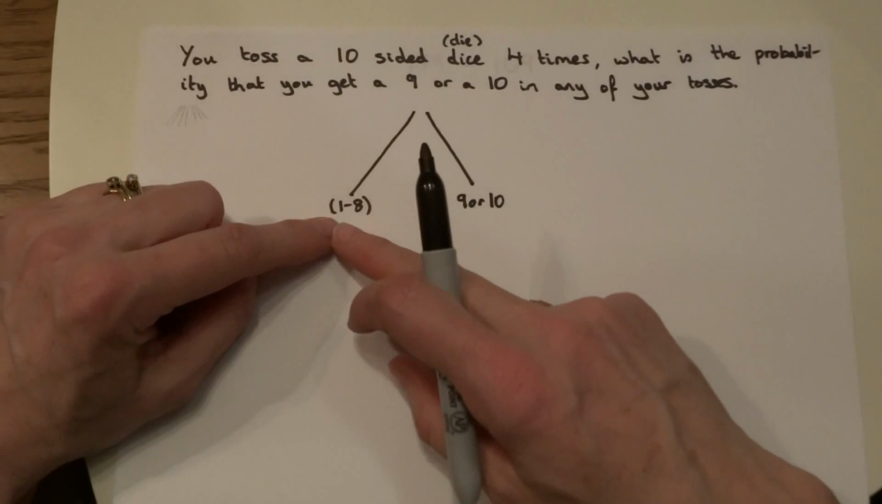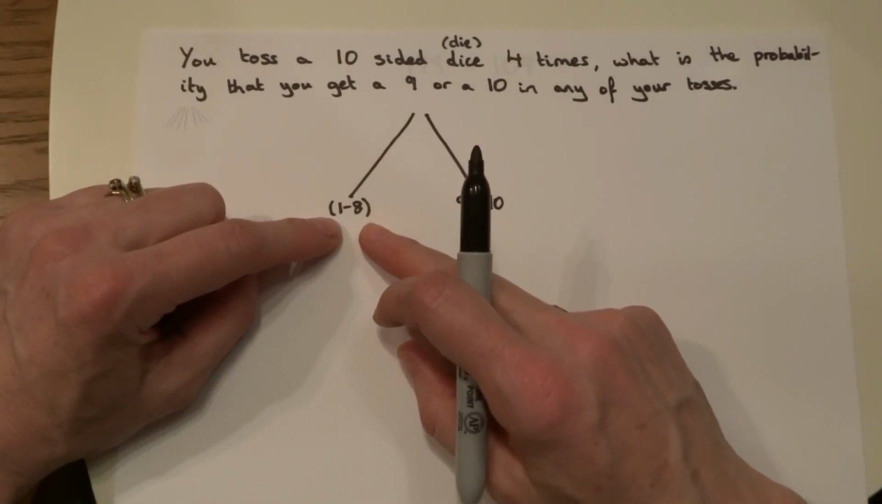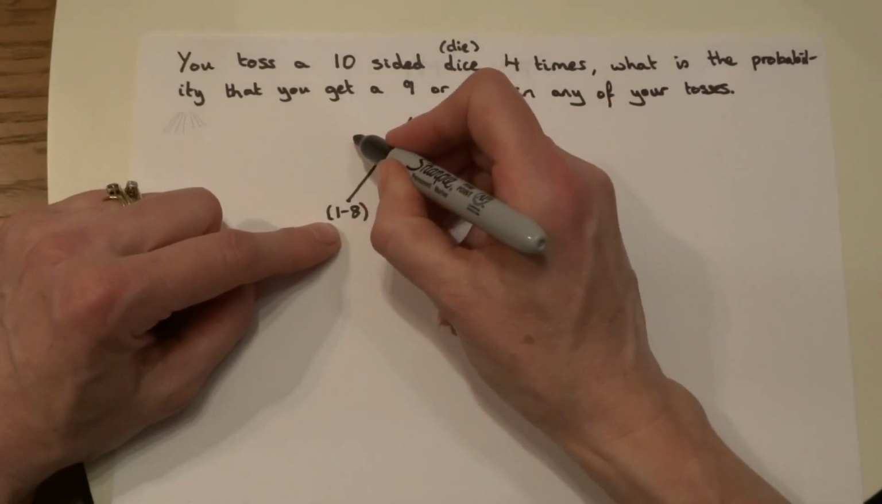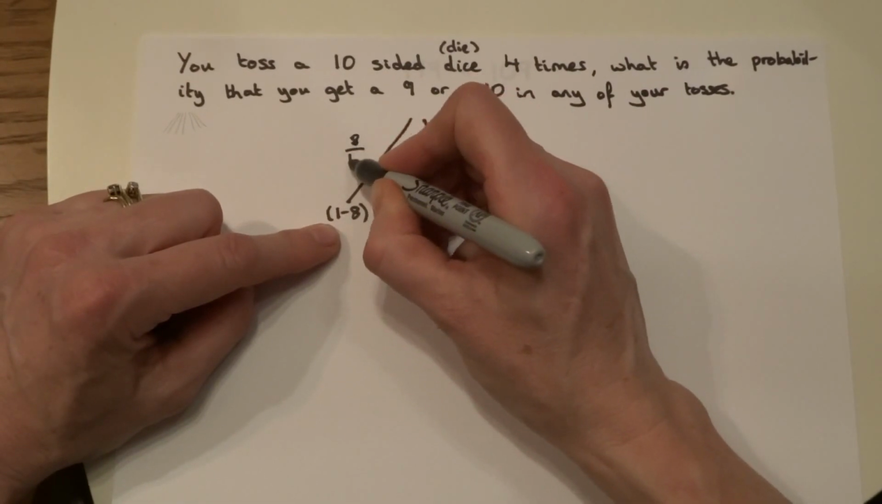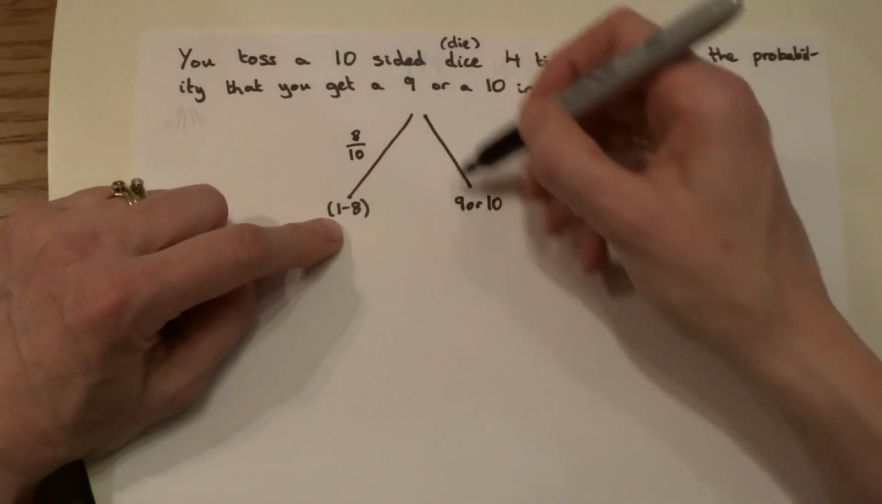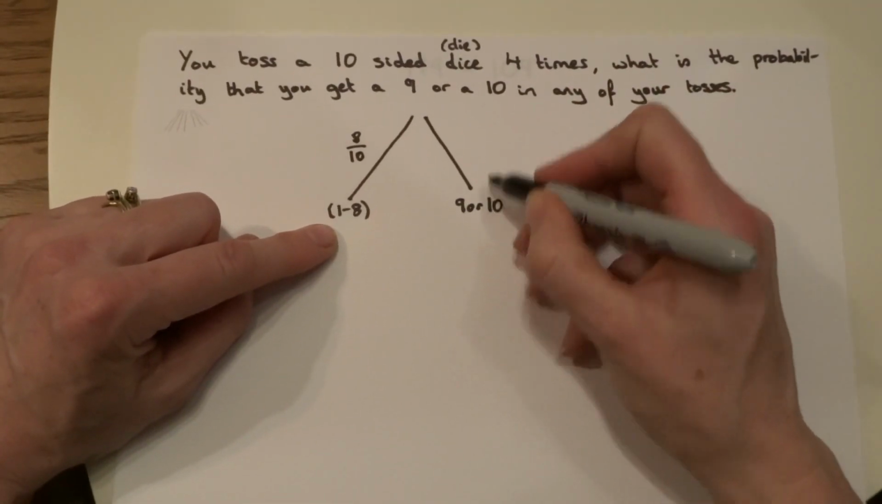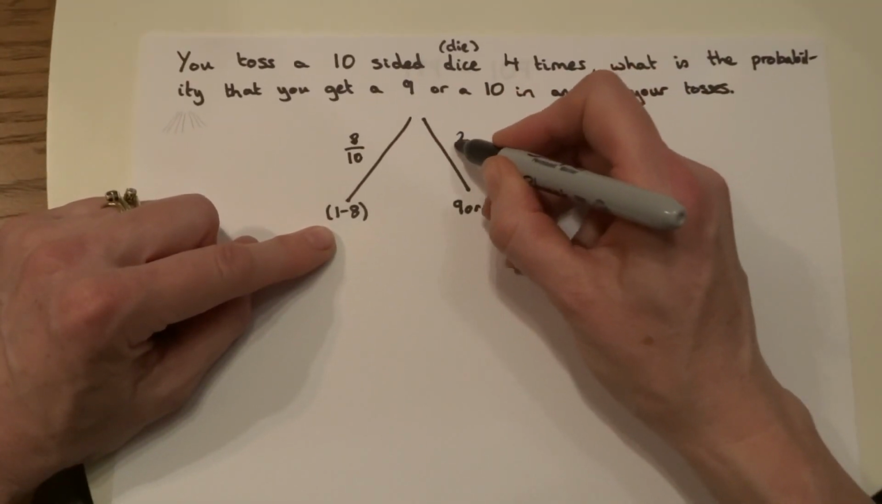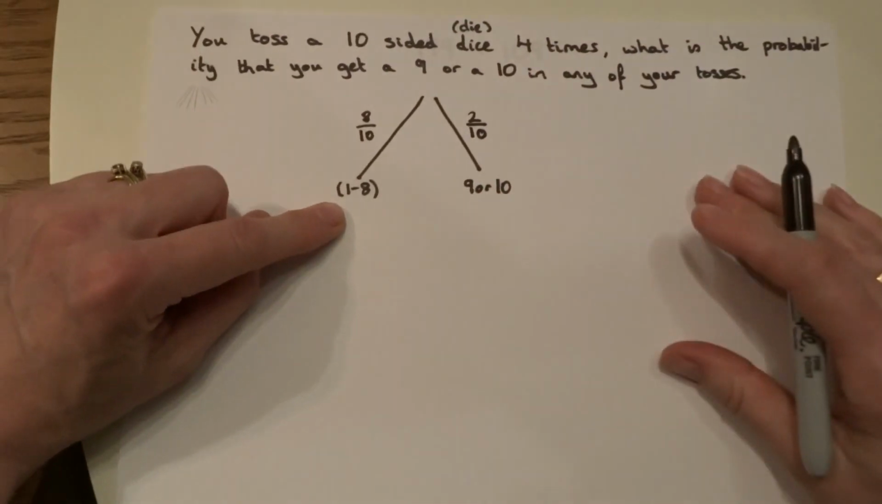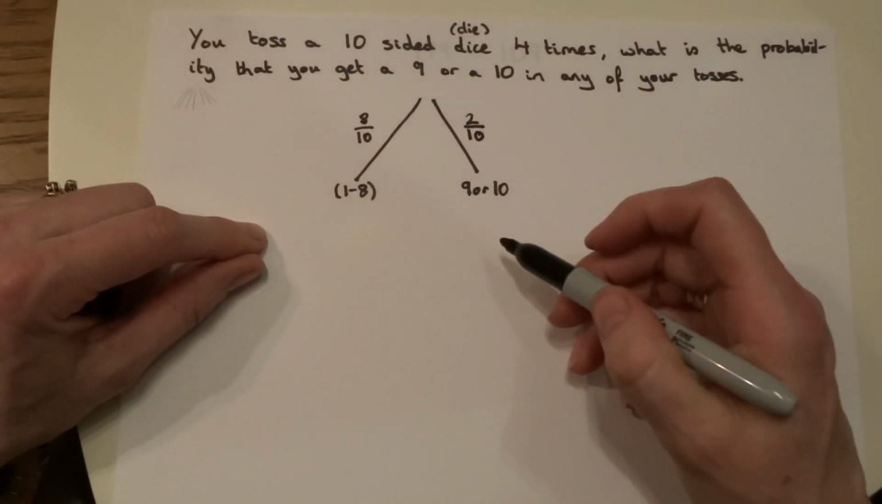Now, what would be the chance of us getting a 1, a 2, 3, or 4, or 5, or a 6, or 7, or an 8? Well, that probability would be 8 tenths. What would the probability of us getting a 9 or a 10 be? Well, that's 2 out of 10, so we'd get 2 tenths. And then we actually just continue this for our next toss.